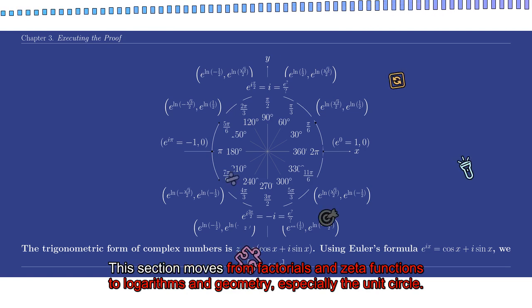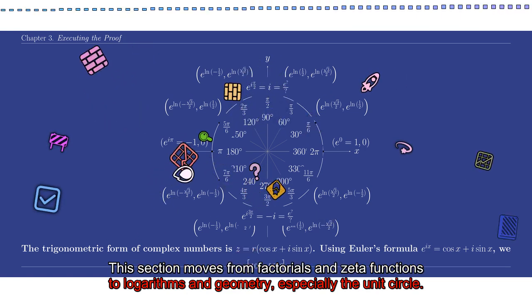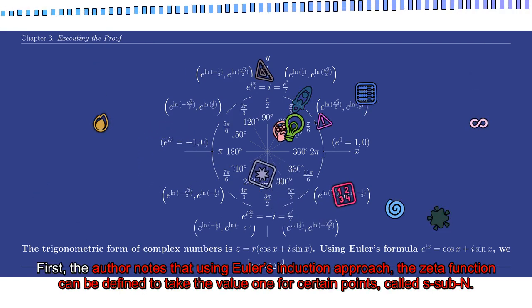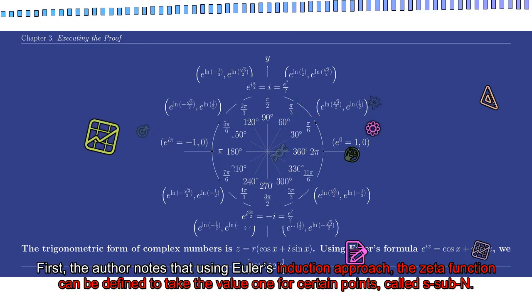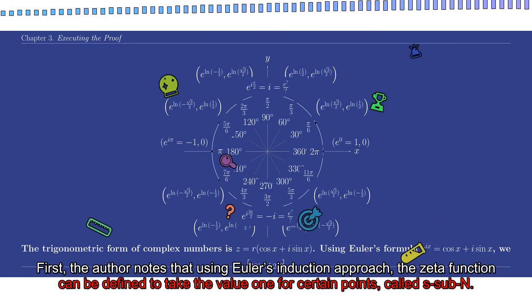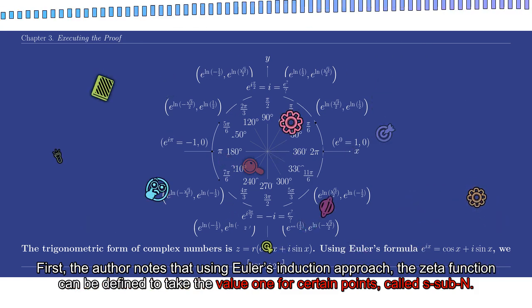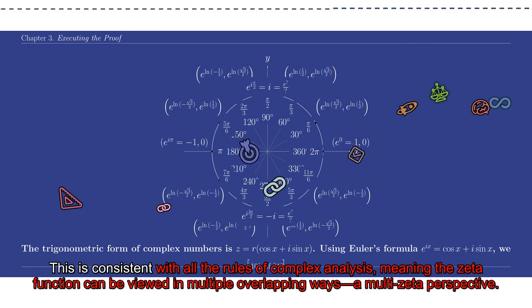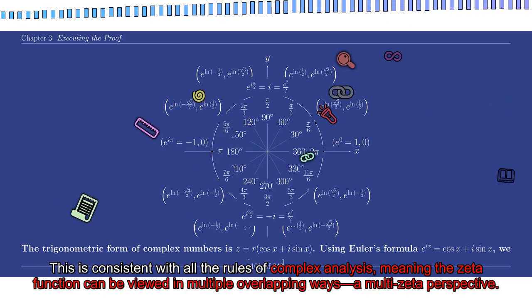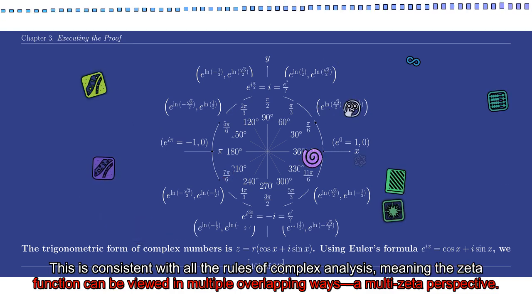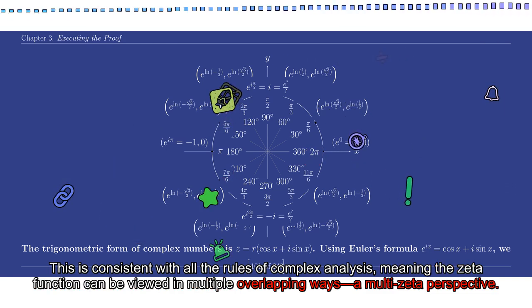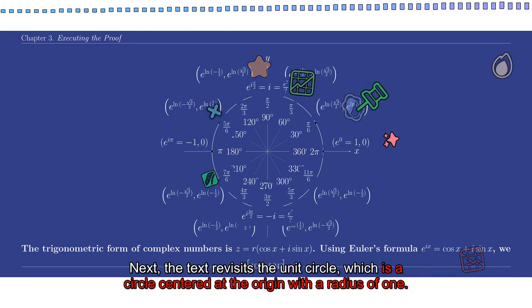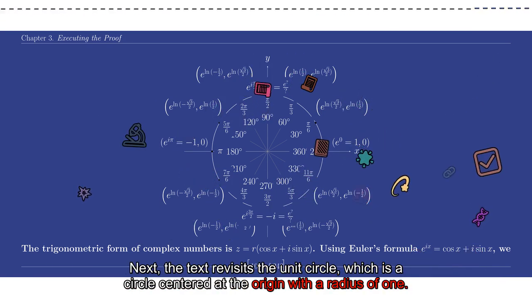This section moves from factorials and zeta functions to logarithms and geometry, especially the unit circle. First, the author notes that using Euler's induction approach, the zeta function can be defined to take the value 1 for certain points, called S sub n. This is consistent with all the rules of complex analysis, meaning the zeta function can be viewed in multiple overlapping ways, a multi-zeta perspective.